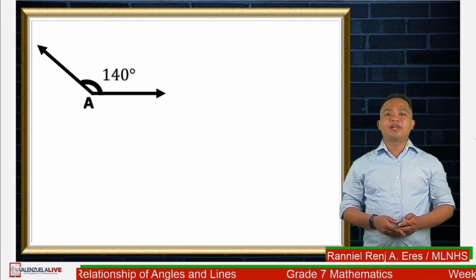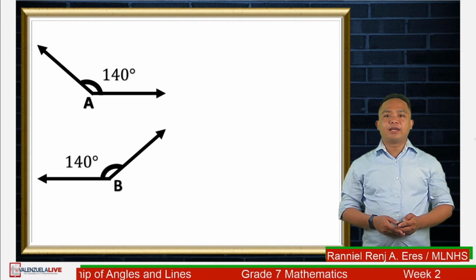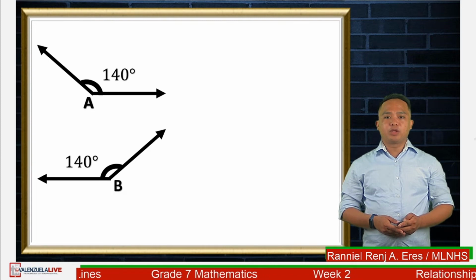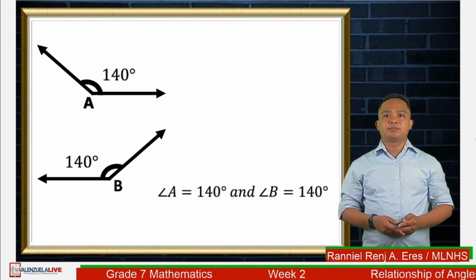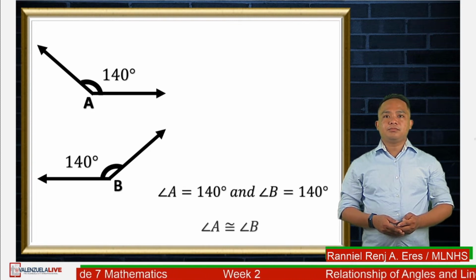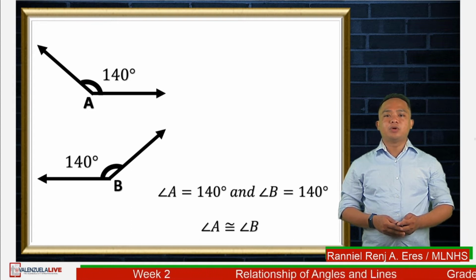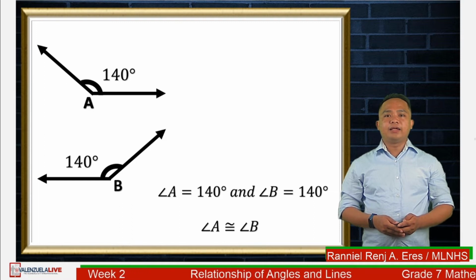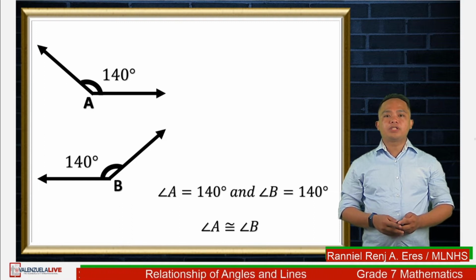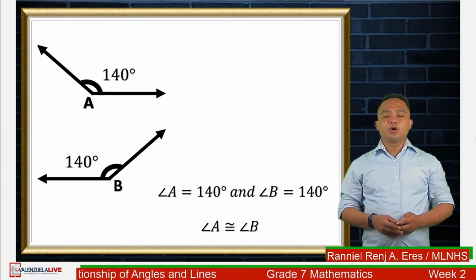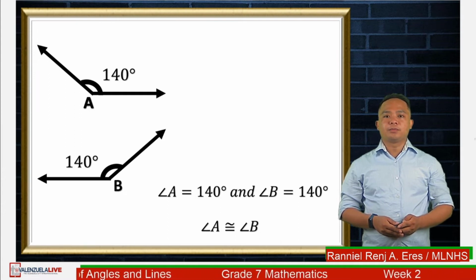Let's analyze the given example. We have here angle A, which is equal to 140 degrees, and angle B is also equal to 140 degrees. And since they are equal to 140 degrees, we can say that angle A is congruent to angle B. Always remember that congruent angles have the same or equal measure.